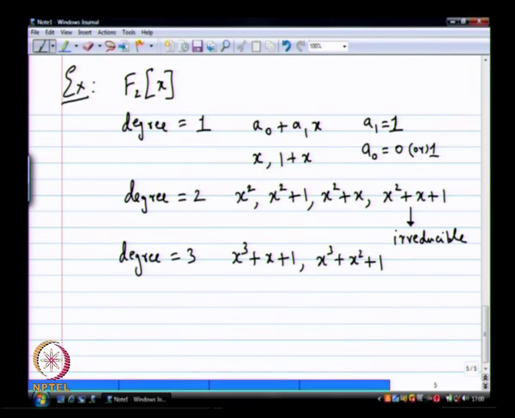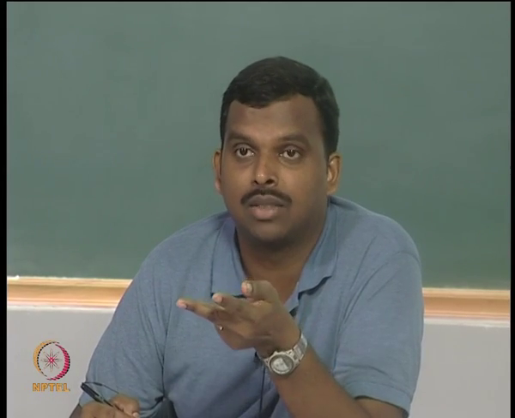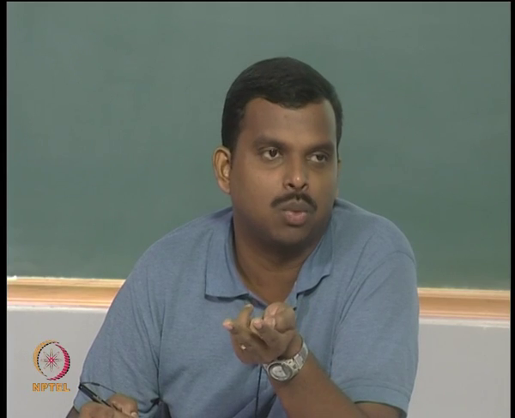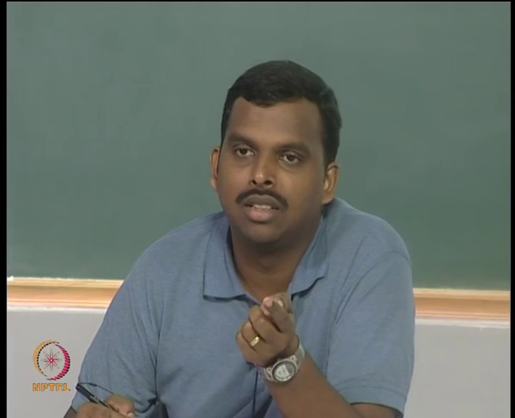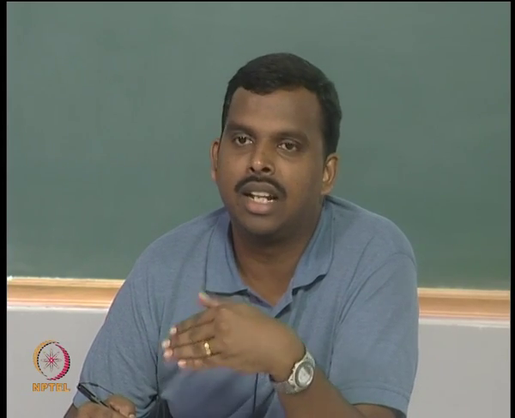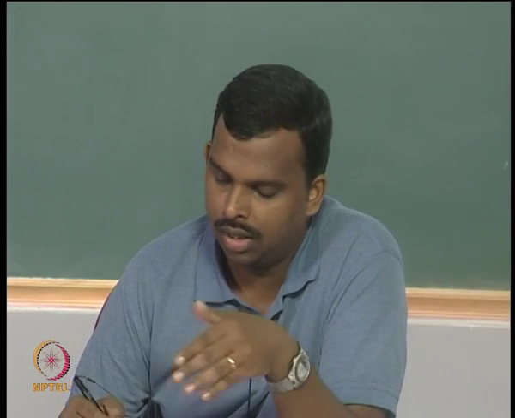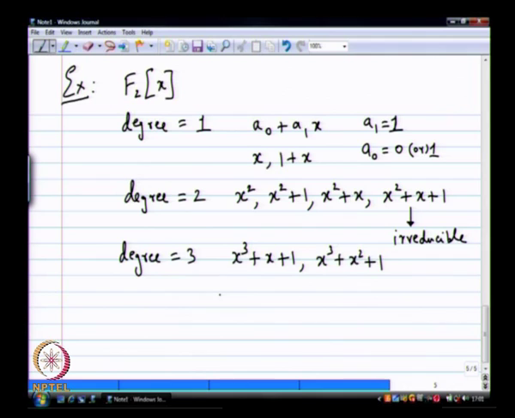Why is that? If it factors into 2 factors, one of them should have degree 1, right? Both cannot have degree greater than 1. So, definitely there will be one root. Remember my previous equivalence, root is the same as a degree 1 factor. If you have a root, then there is a degree 1 factor, and if there is a degree 1 factor there is a root. So, these are irreducible polynomials.